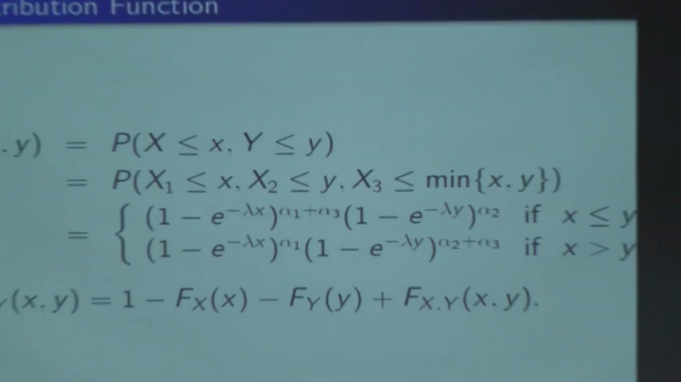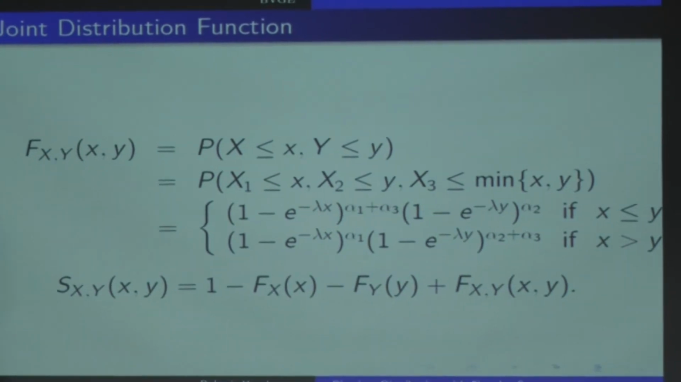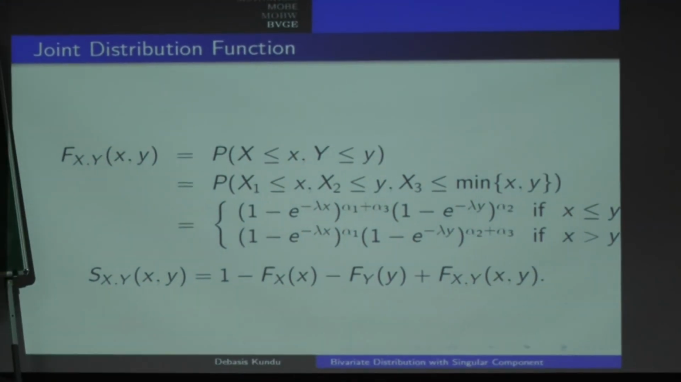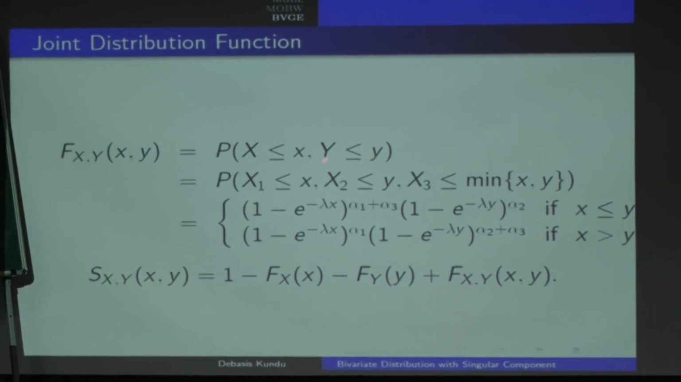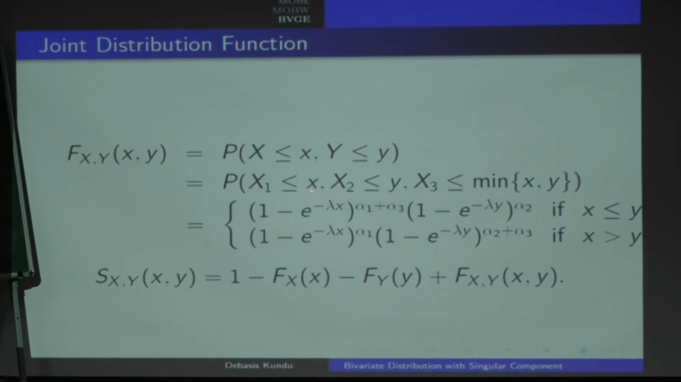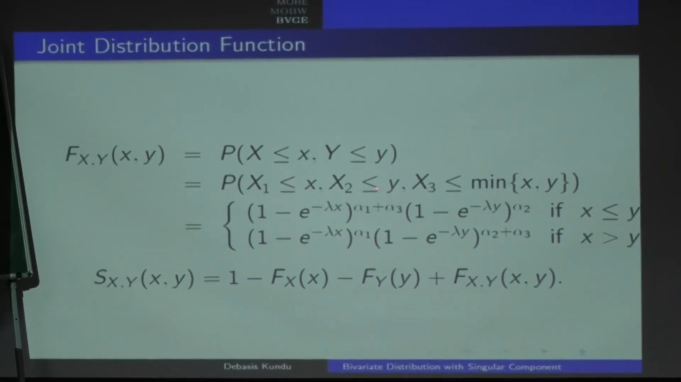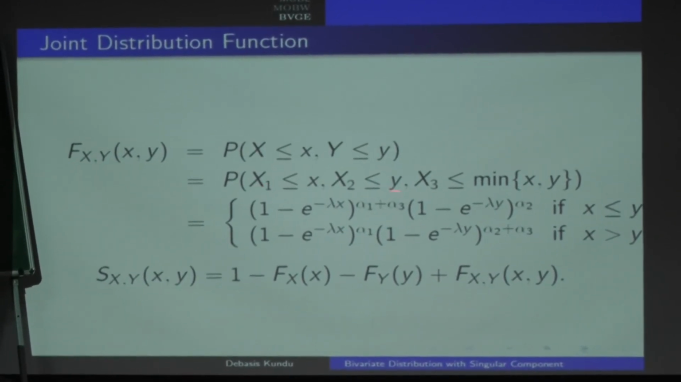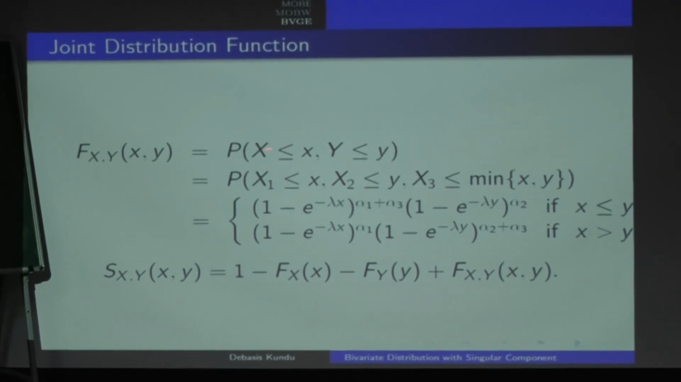Instead of the survival function here, I can go through the distribution function. So the joint distribution function, capital F of x, y, is the probability that X is less than or equal to x and Y is less than or equal to y, which is the probability that X1 is less than or equal to x and X2 is less than or equal to y, because X is the maximum of X1 and X3, and Y is the maximum of X2 and X3. So X less than or equal to x means both X1 has to be less than or equal to x and X3 also has to be less than or equal to x. Similarly, Y less than or equal to y means X2 has to be less than or equal to y, and X3 also has to be less than or equal to y.